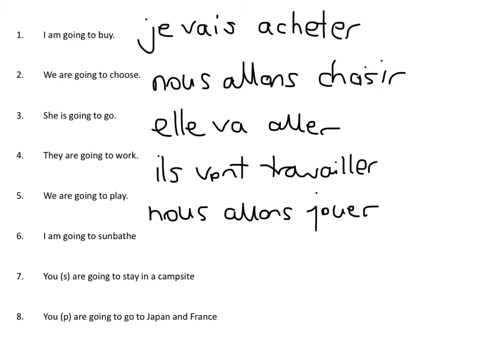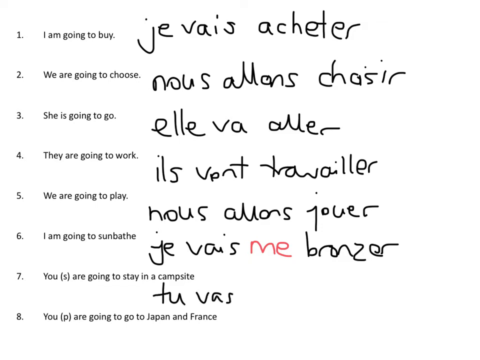I'm going to sunbathe. Now this one's a bit trickier because you've got a reflexive verb. So you need the je form, so je vais, and then you need the reflexive, but you need to remember to change it. So je vais me bronzer because it's you that's sunbathing. So you need to change the reflexive pronoun on that reflexive verb. Okay. You singular are going to stay in a campsite. So tu vas rester dans un camping. Okay, so you've got the tu form.